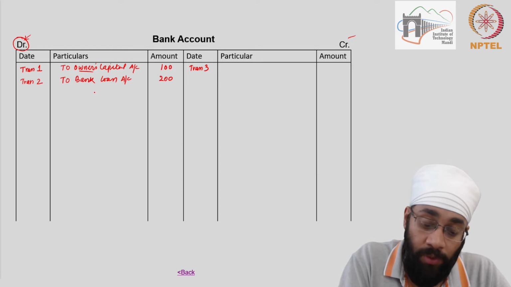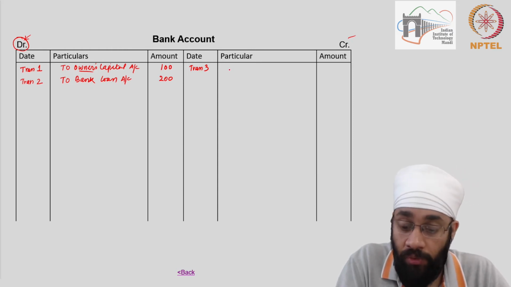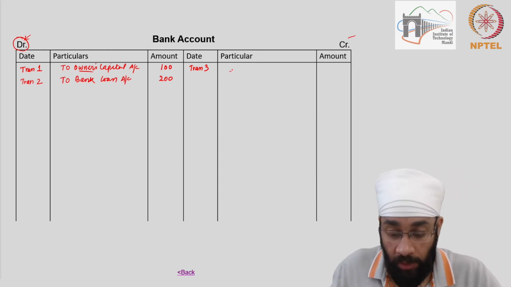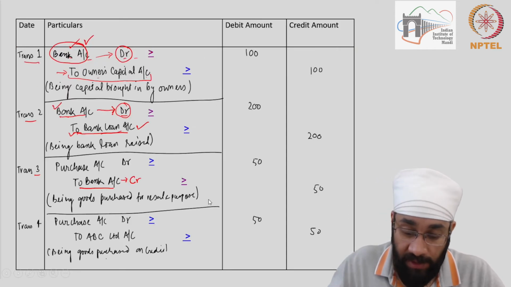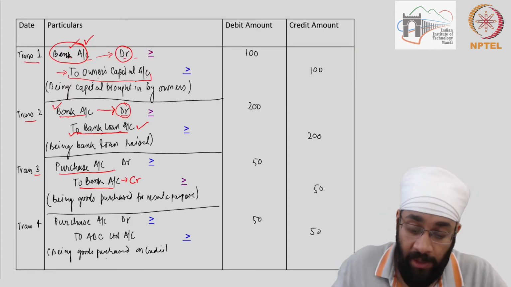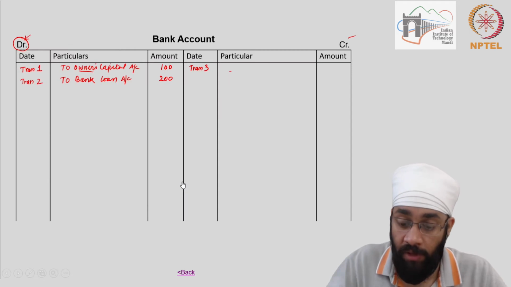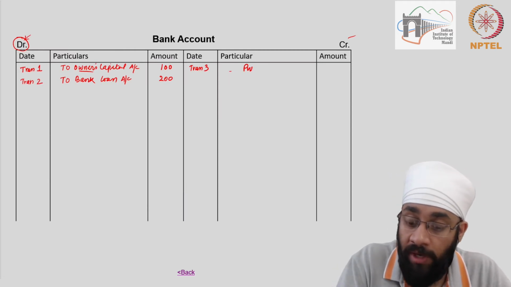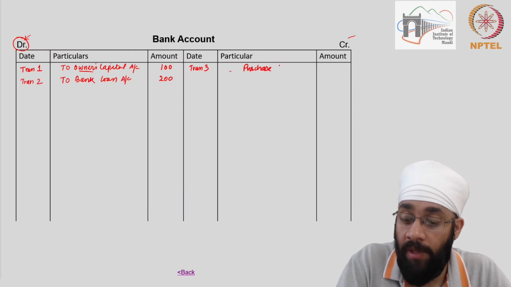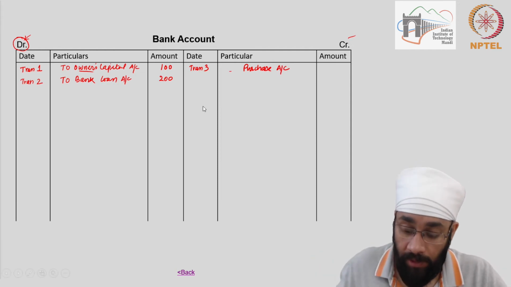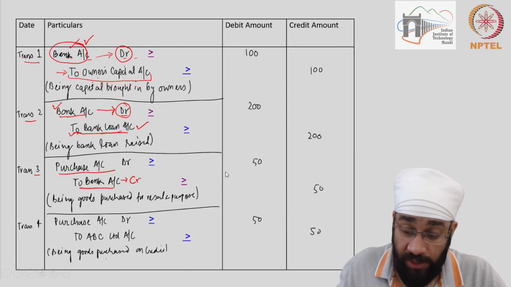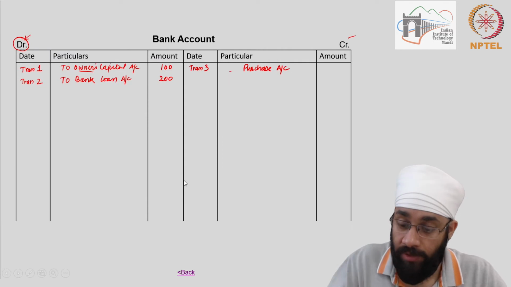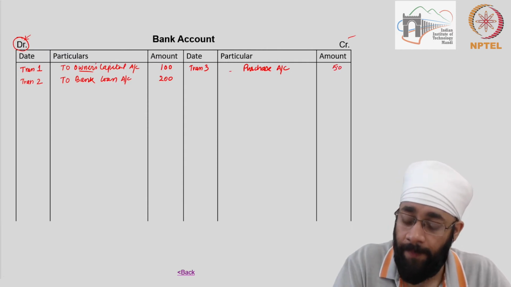Now just like we did it for the debit side, we are going to write the name of the other account involved. So what is the other account involved? Purchase account is the other account involved. So here we are going to write purchase account. And the amount of purchase is 50. So we're going to write 50.